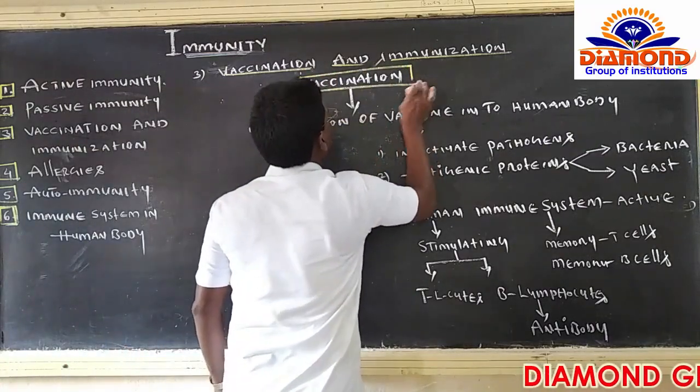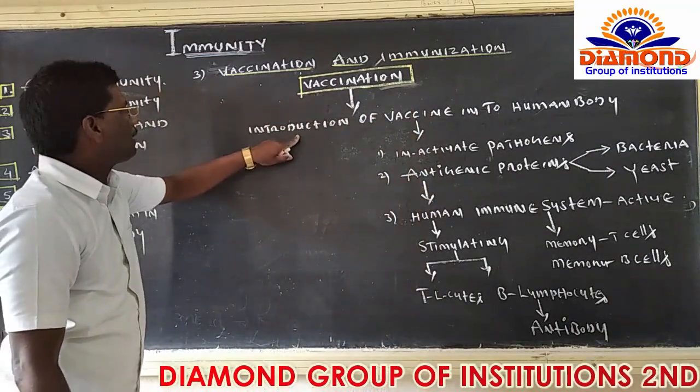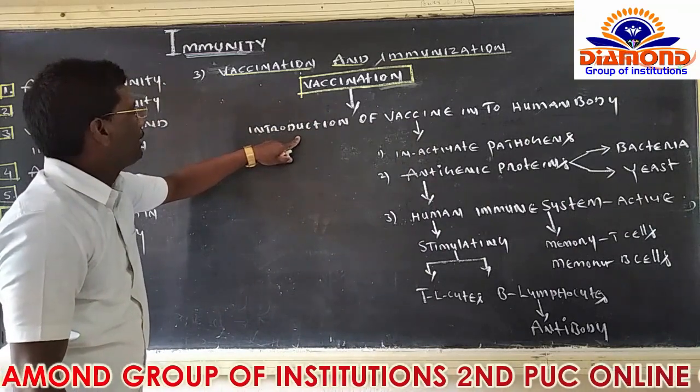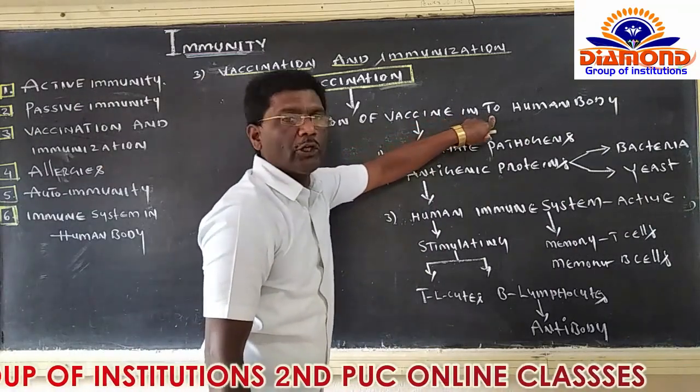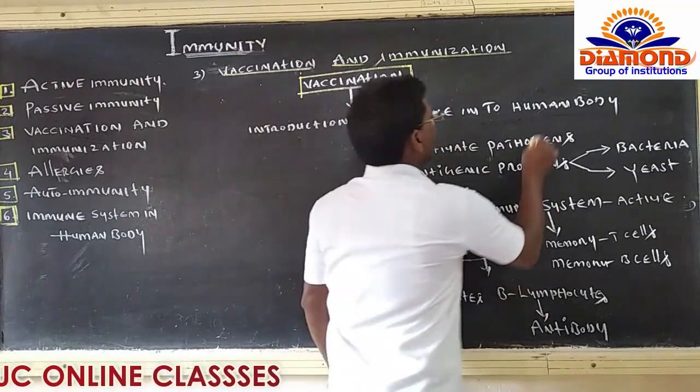Once again, I would like to explain very clearly. In the case of the vaccination process, what kind of changes can take place? Introduction of vaccine into the human being's body in the form of what? In the form of one injection.